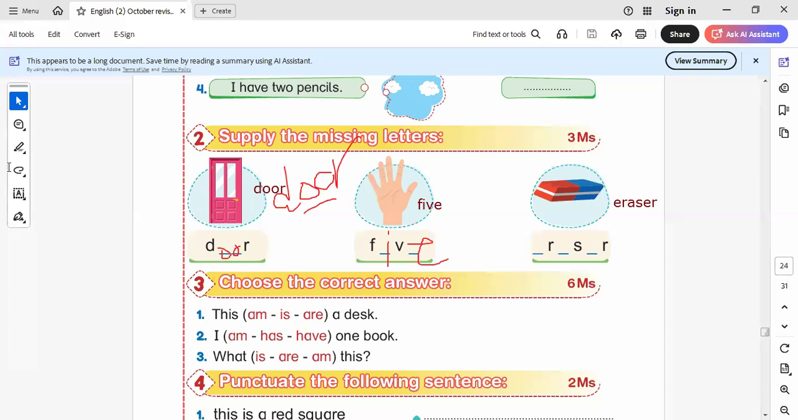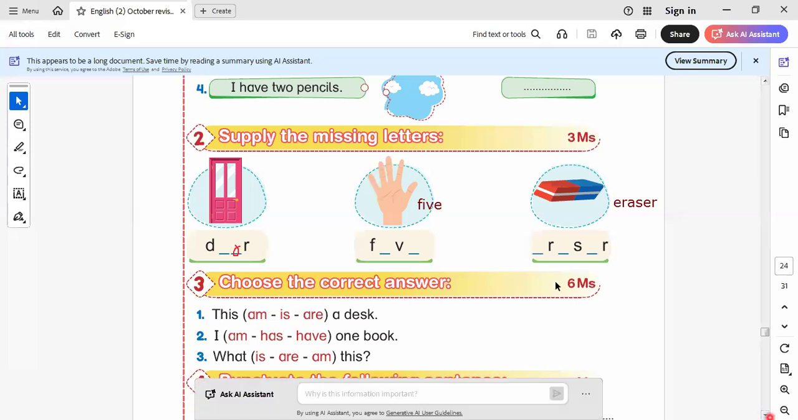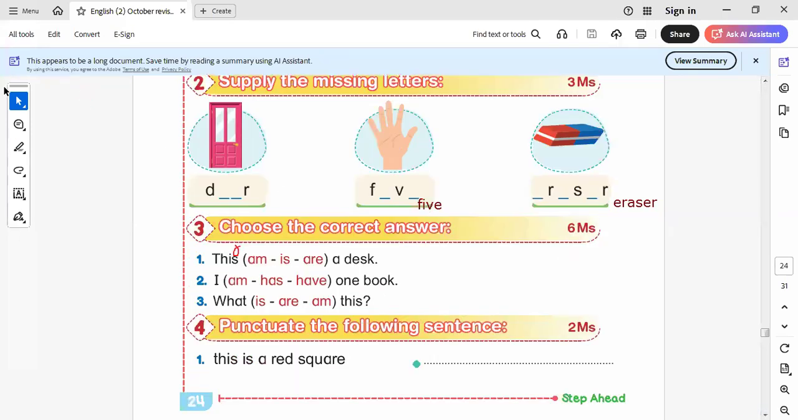Let's go to another item here. This is a sample of your October test exam. In this part, I make a review on Unit 1 and Unit 2, okay? The units that we will be examined on. Let's go to another question here. This, it will be is, am, is, are, a desk. So we say this is for what? This is used for singular near, as we know from the lesson.